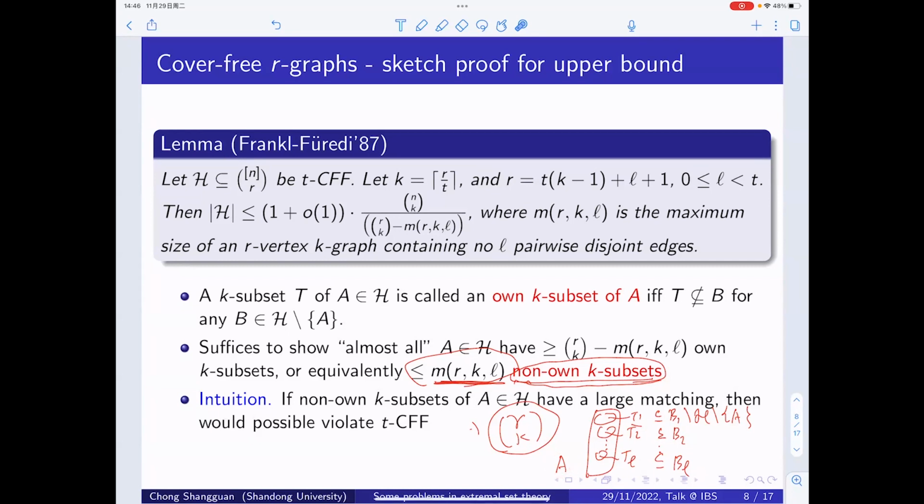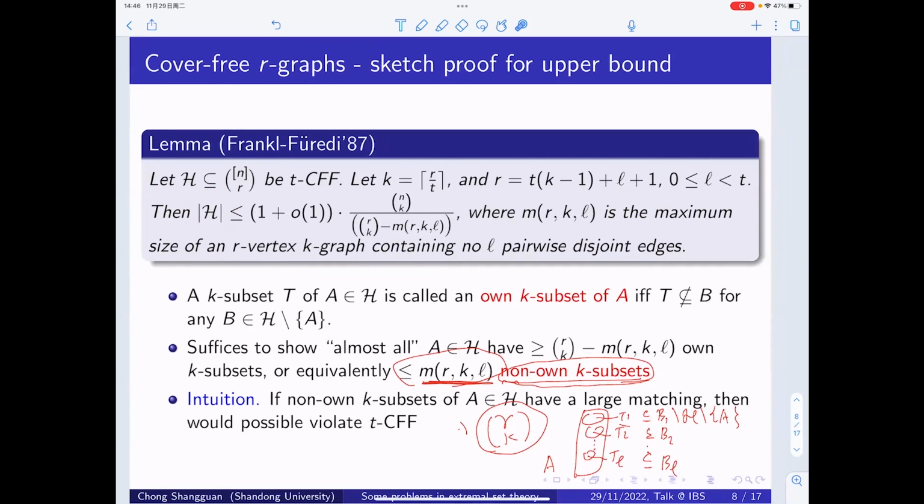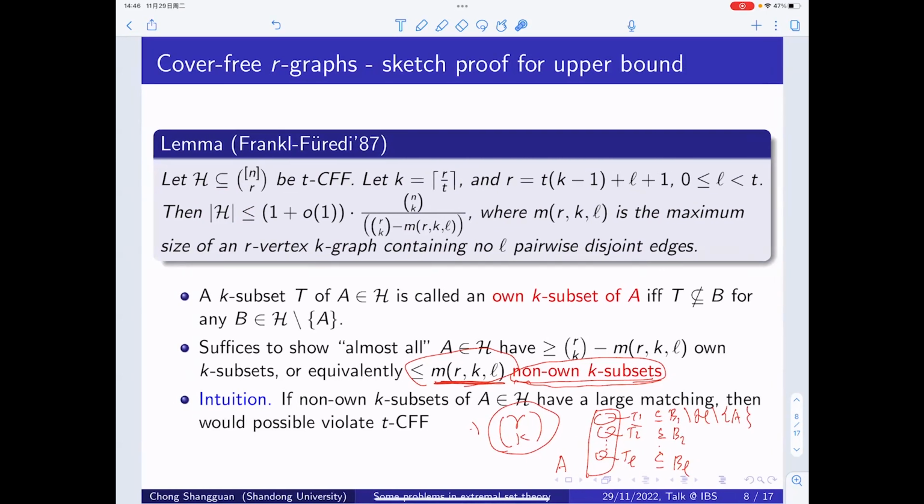So you will have a contradiction. They managed to show that almost all edges of A have many such subsets. This gives an upper bound on the cardinality of a T cover-free hypergraph, and they are able to show that this bound is basically tight.